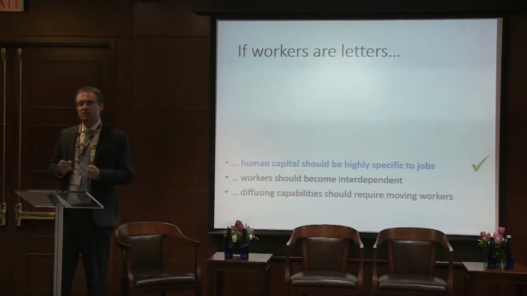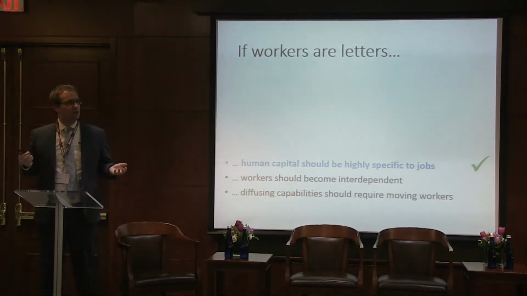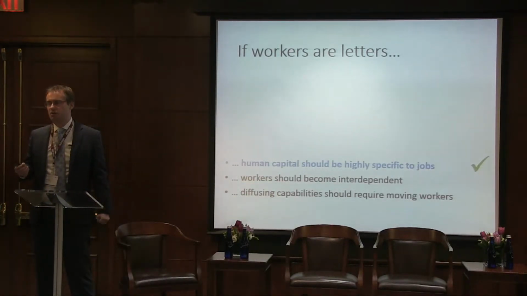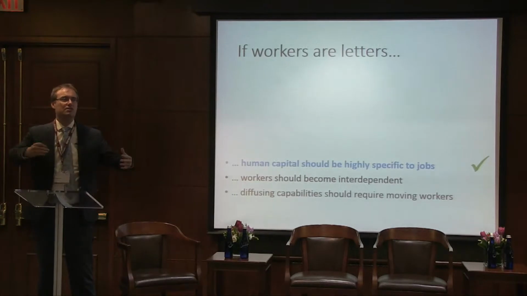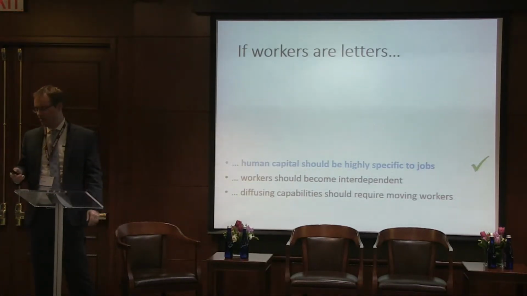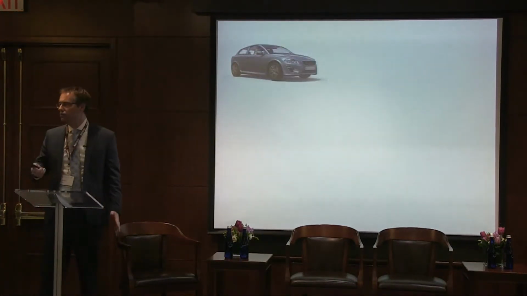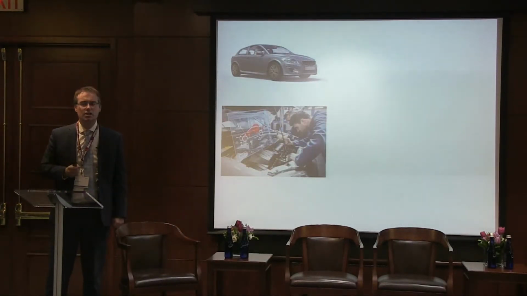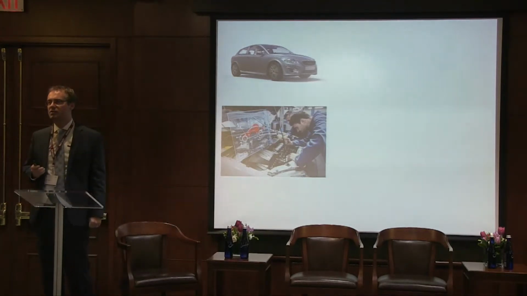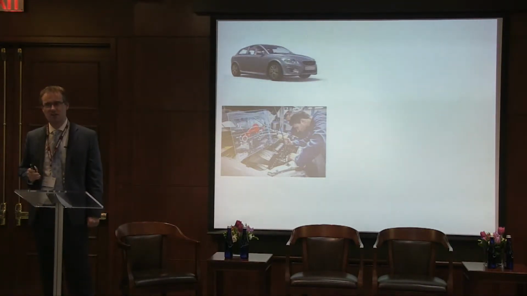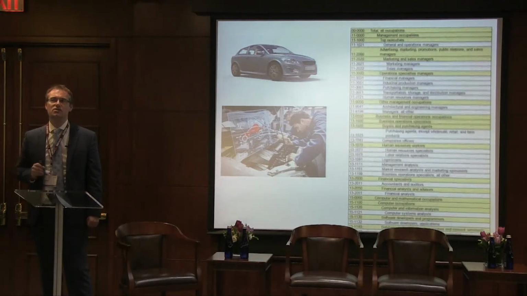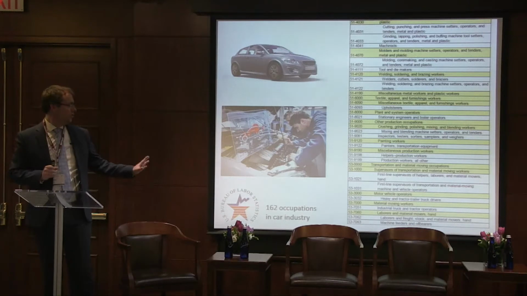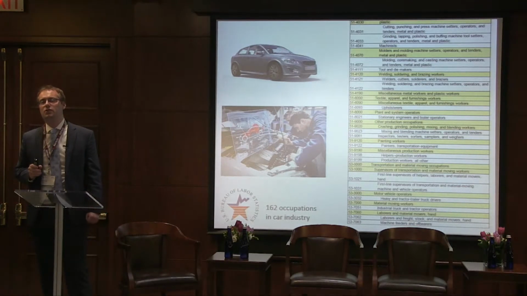So the second part is that once you believe that workers are so specific in terms of their skills, they become dependent on one another. So my skills are only valuable in the team of co-workers that I have around me. So think again about producing a car. I said if you want to produce a car, you need a car engineer. But that's actually not all you will need. If you look at the Bureau of Labor Statistics, you can find that you need all of these occupations. So the car industry in the US hires over 160 different occupations.